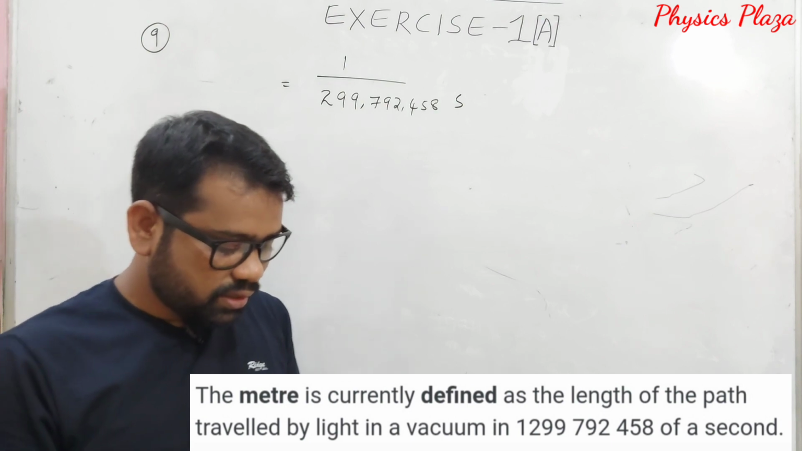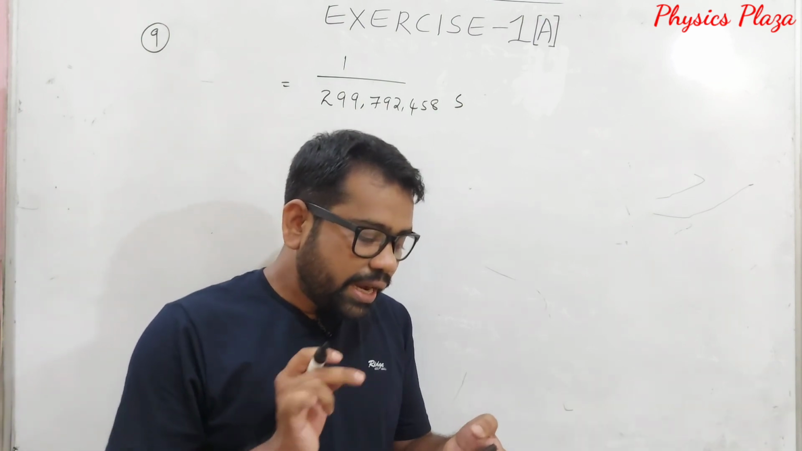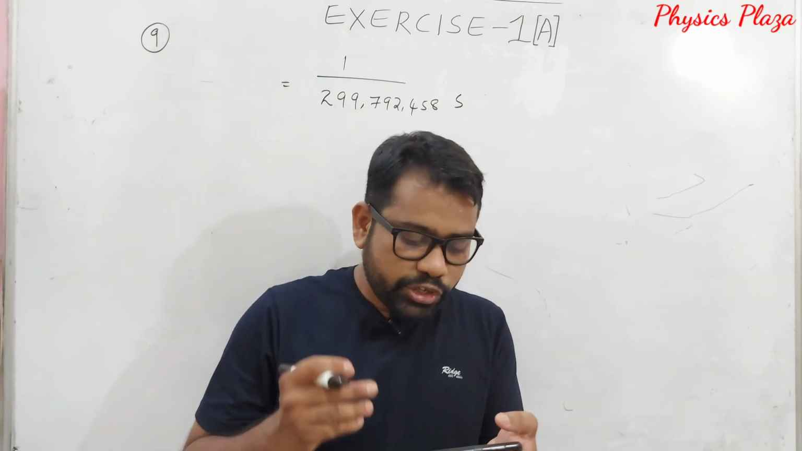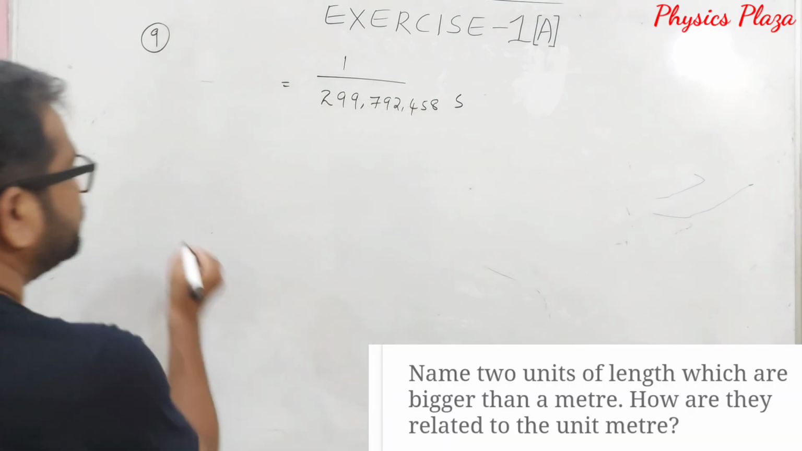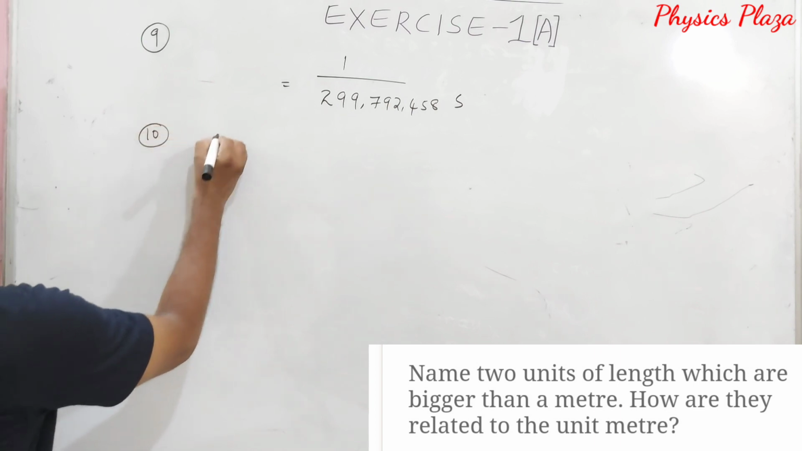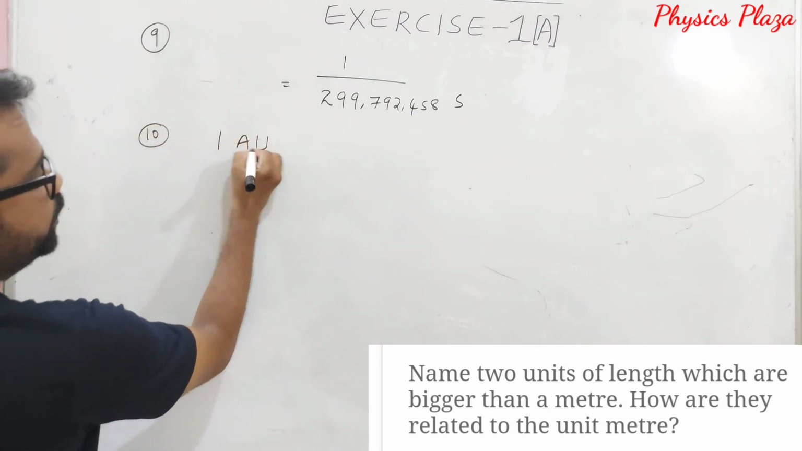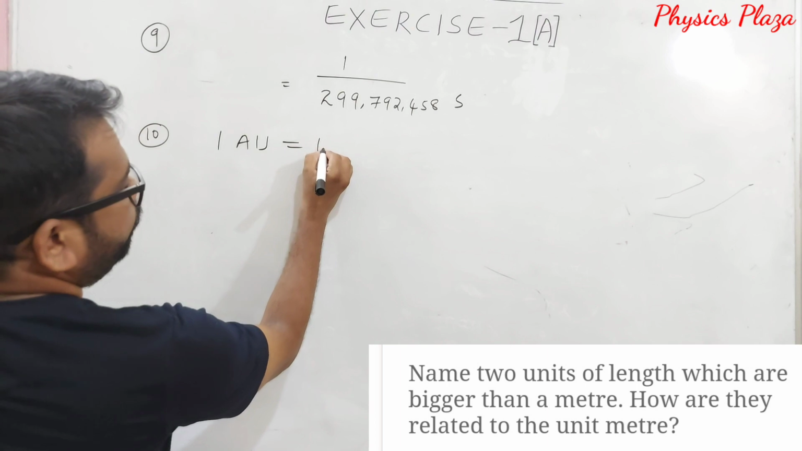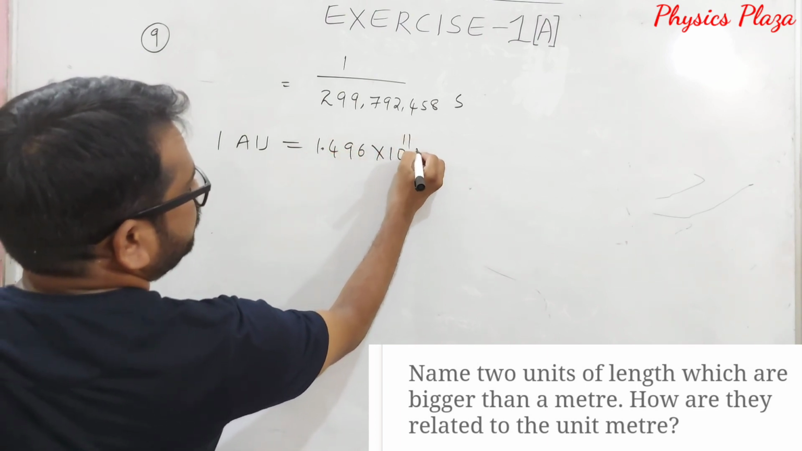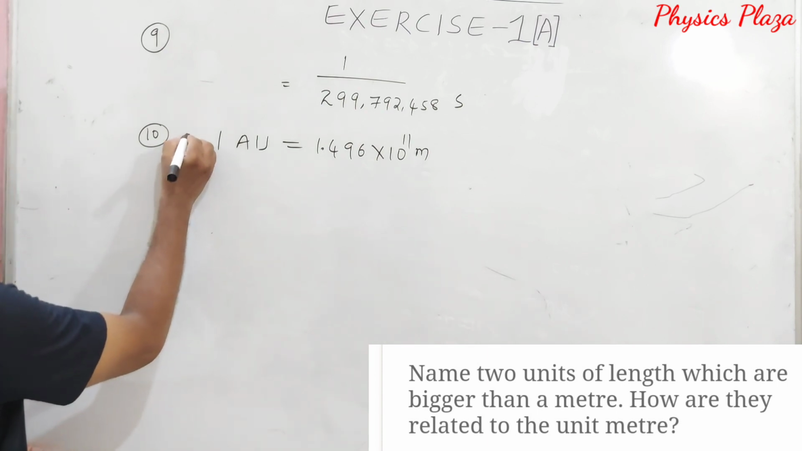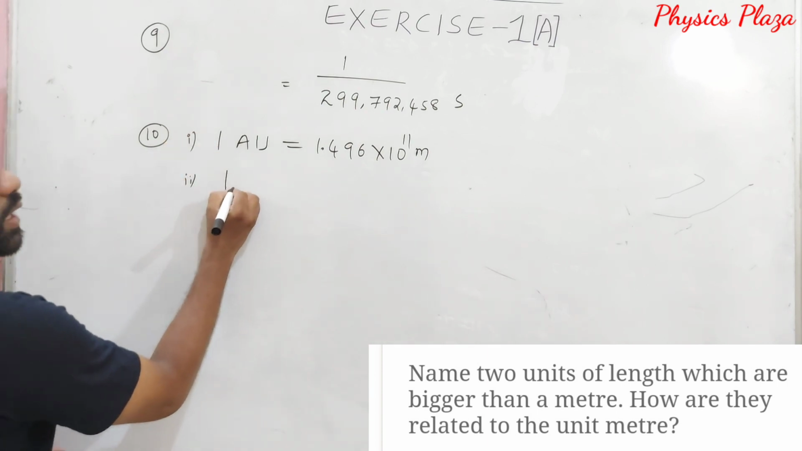Fine. Next, moving to question number 10. Name 2 units of length which are bigger than meter and how they are related to the meter. So bigger than meter, children. So we have AU, that is astronomical unit, is equal to 1.496 into 10 power 11 meters. Is the first one. And whereas second one, children, light year also we can take.